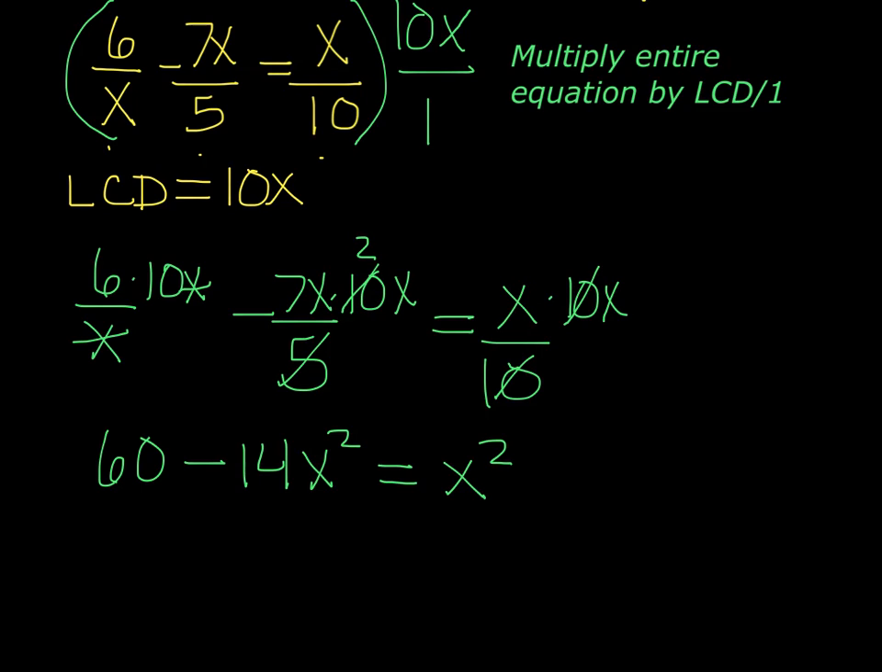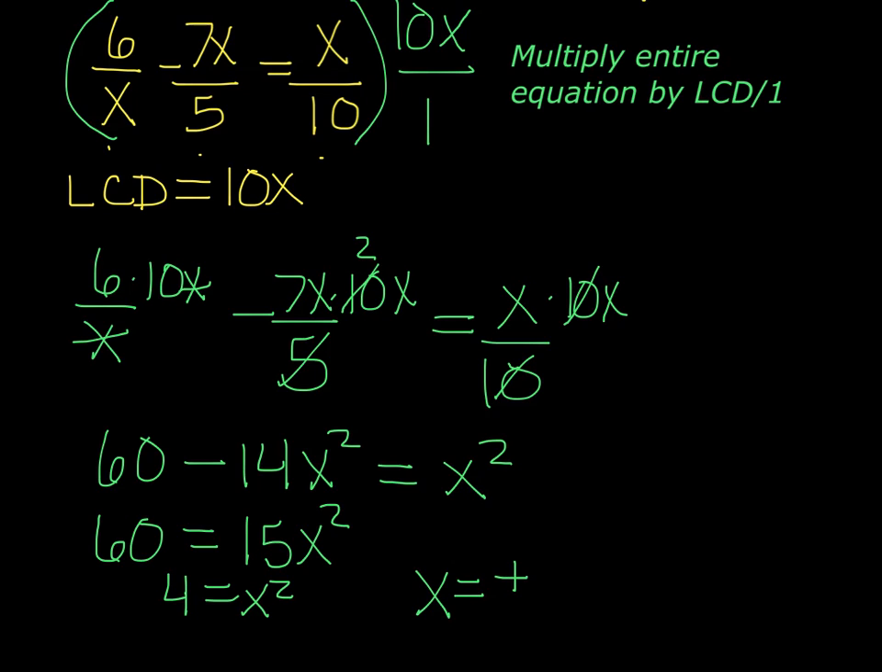So this is a quadratic. We don't have to set this one equal to 0 because we can combine like terms. 60 equals 15x squared. 60 divided by 15 is 4, so 4 equals x squared. Just remember, when you take the square root of something, you always put plus or minus. So plus or minus the square root of 4, which is 2.